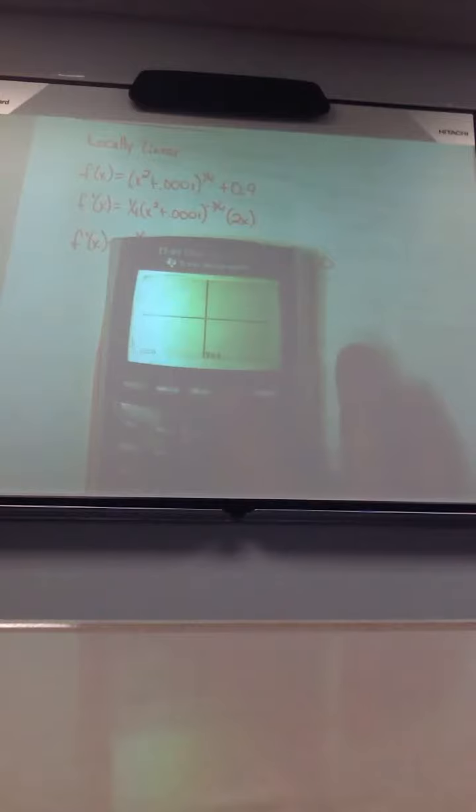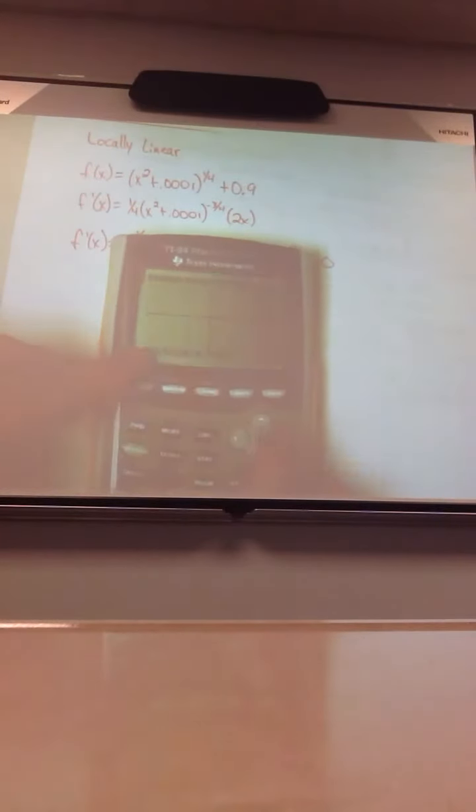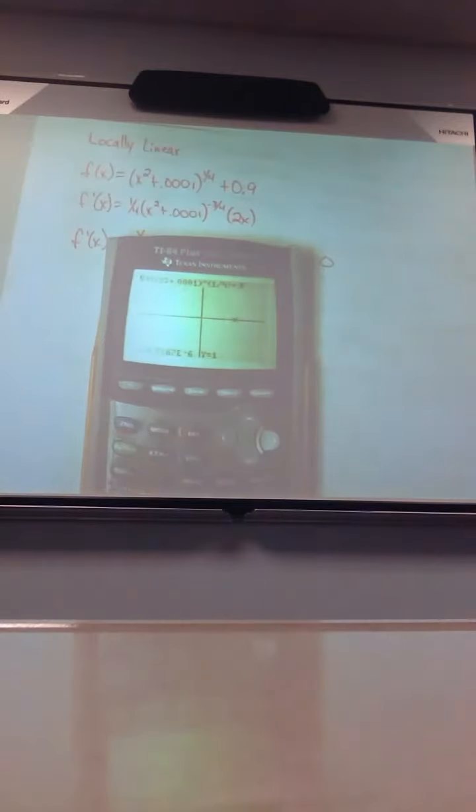And if I hit trace here, and I go over, look how much x is moving. 3.81 to the -6 power. That's 0.0000381, with 5 zeros. I don't even know what that is. So it's barely moving over, right? On the grand scheme of things, it's really, really small. That's what local linearity is. If I zoom in enough, it looks like a straight line.